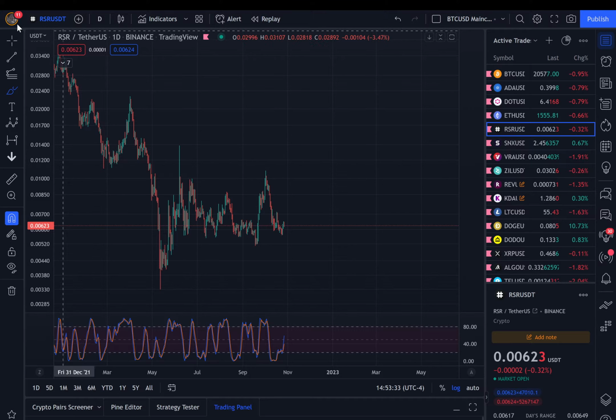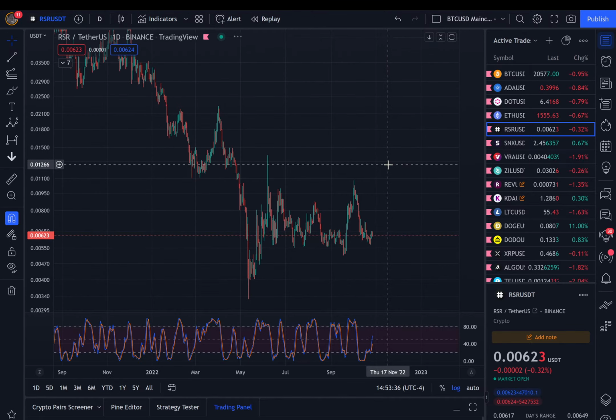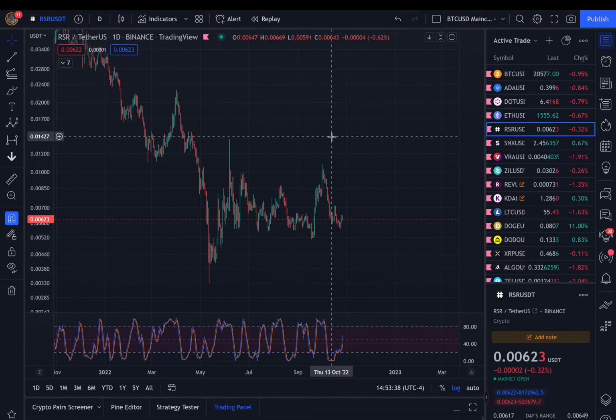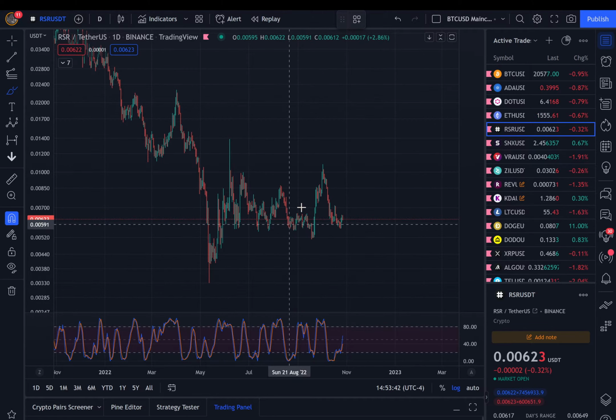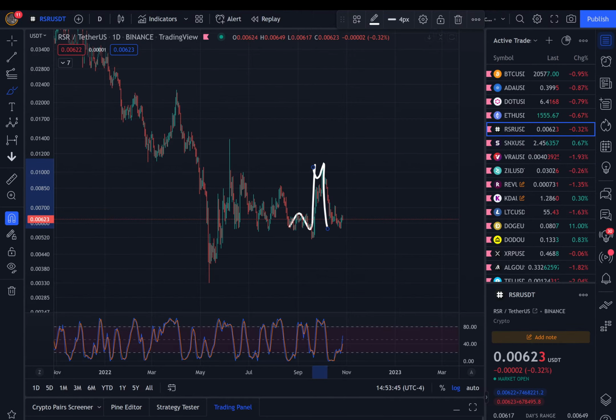This hasn't done anything. Reserve Rights has not done anything since it put in this correction, right? 3-wave move up, 3-wave move down. Consolidation. It hasn't done anything. It hasn't moved yet.